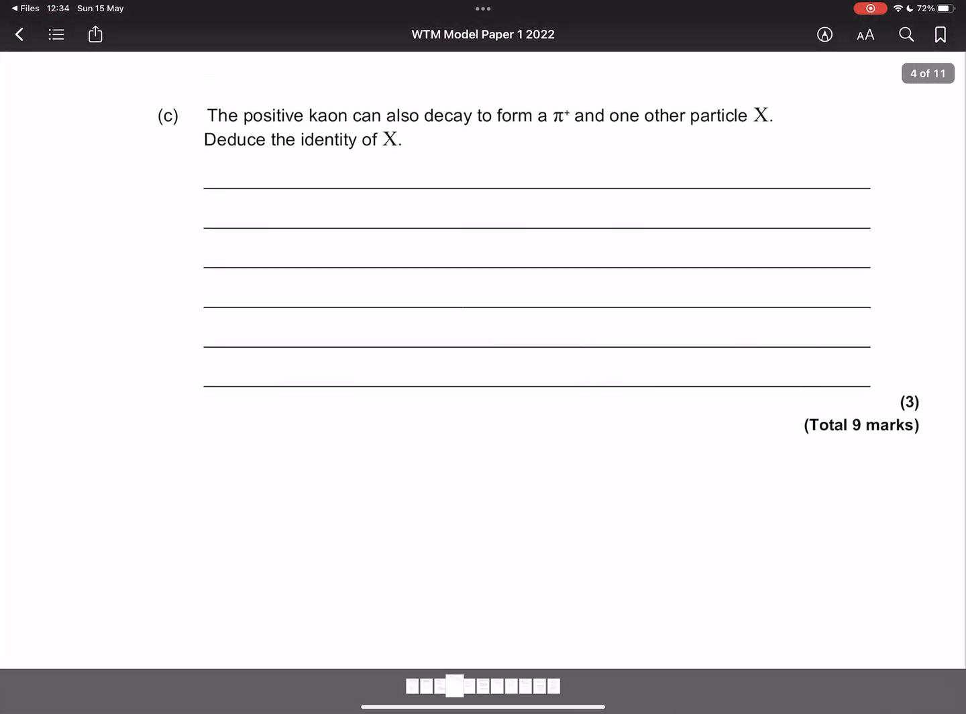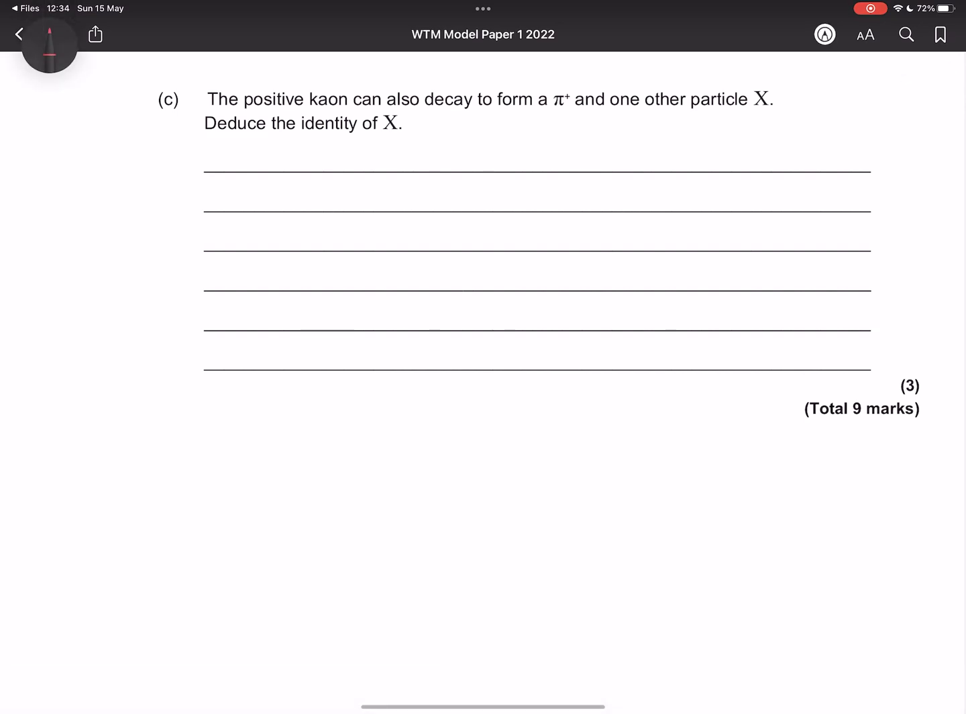And everything has been sequential in this question so far. It leads you through, which inevitably means we have to use the conservation laws again. So we're now told about a new equation, a new decay pathway, but this time it's not shown to us, so the first thing you should always do is write it out. So K plus turns into pi plus and an unknown X.